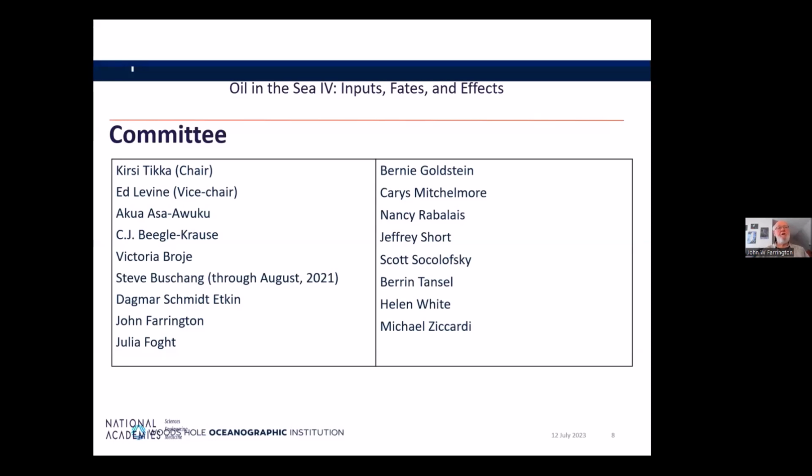Speaking of the committee, the membership is indicated here. This was a wonderful committee, a great team effort led by Kersey Tika and our vice chair, Ed Levine. Steve Bouchang was with us through August 2021 and contributed substantially, but then he became an employee of the US federal government and therefore was no longer eligible to be on this particular committee because of the agency he was working with.